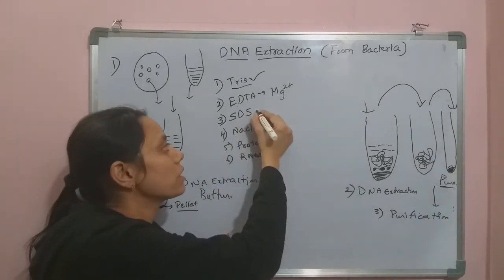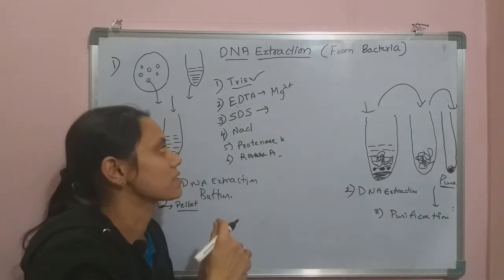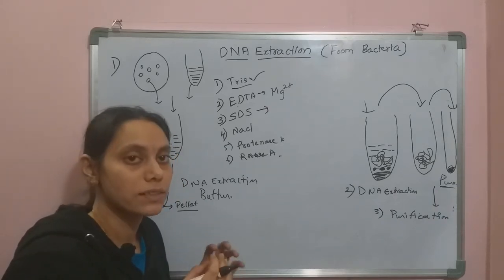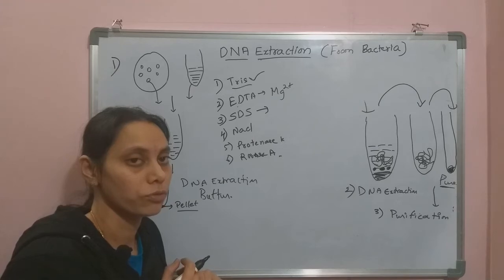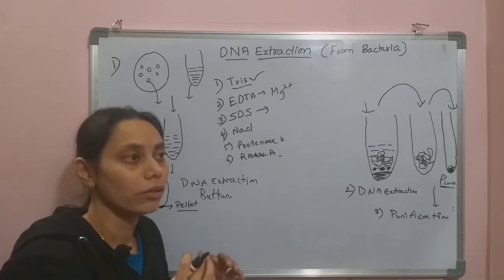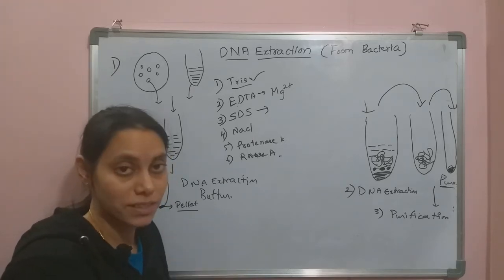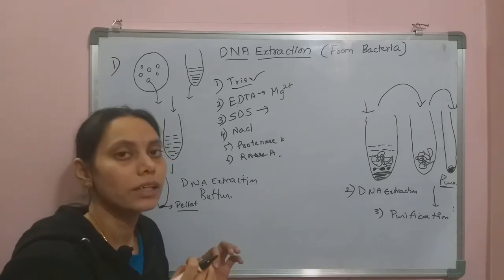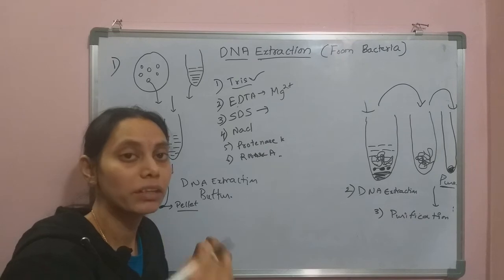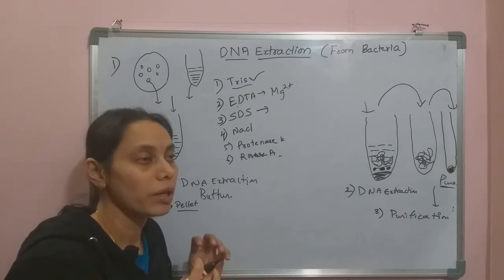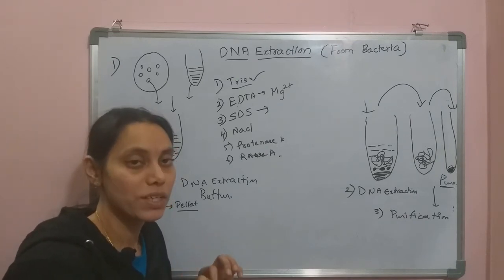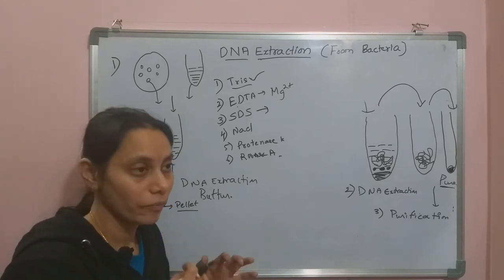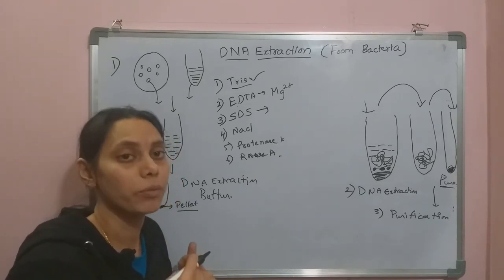Coming to the next ingredient, that is SDS, sodium dodecyl sulfate. This sodium dodecyl sulfate acts as a detergent basically, and it disrupts the cell membranes by penetrating into them. It mainly acts with the lipids in the cell membrane. Hence it disrupts the cell membranes.